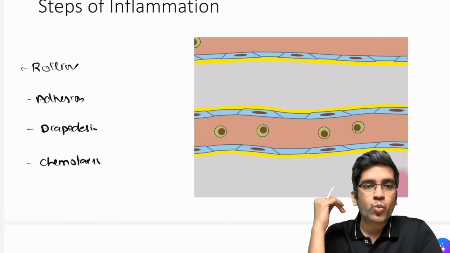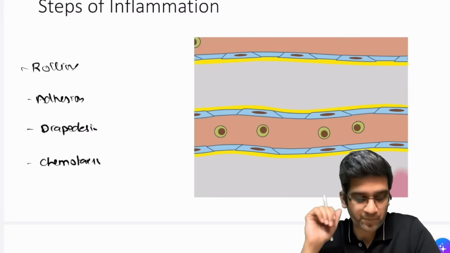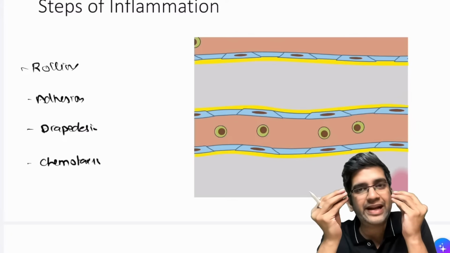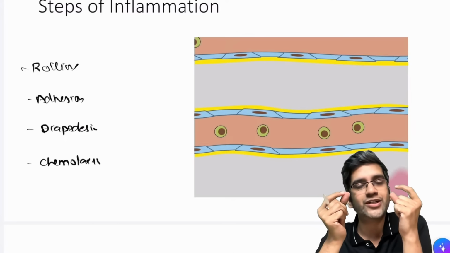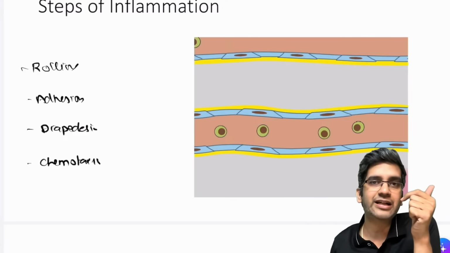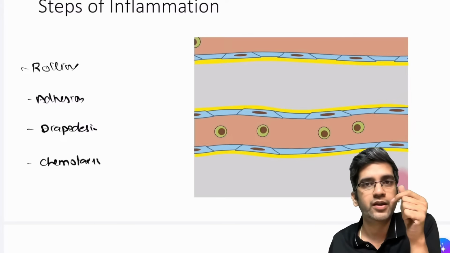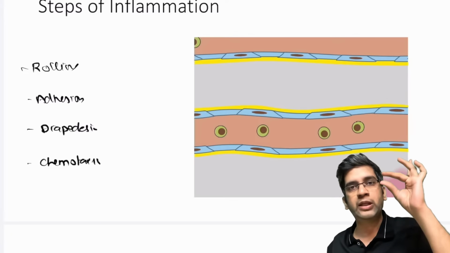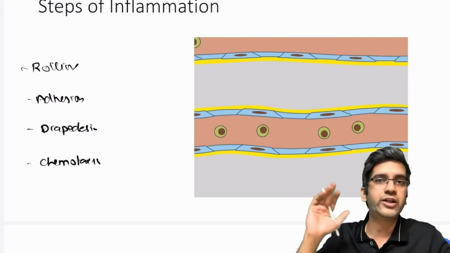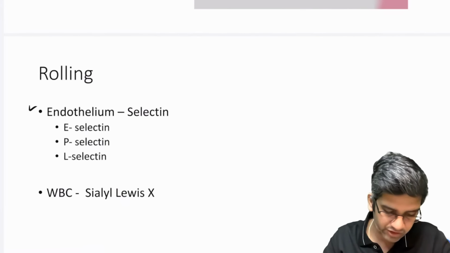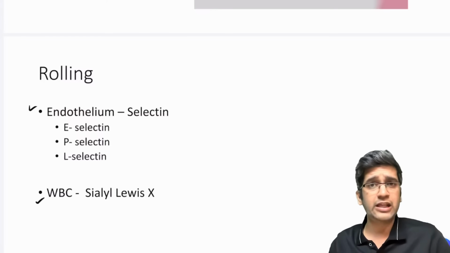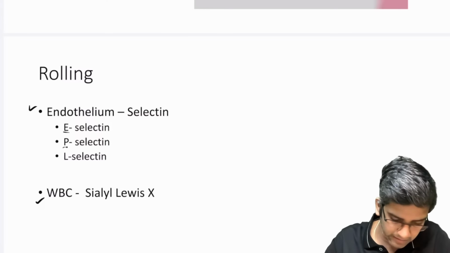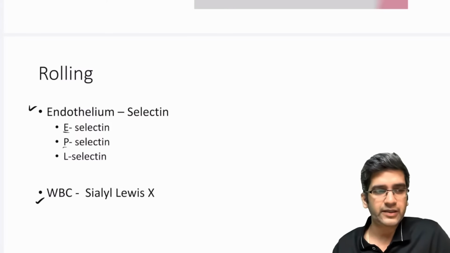So let's start. What molecules will help in the rolling process? Anyone? Come on, these are simple questions. Rolling is mediated by 2 important factors. One is your selectin molecules. Where will selectin be, endothelium or WBC? It's a template. In every process, I have 1 molecule in the endothelium and 1 molecule in the WBC. In rolling, I have selectin on the endothelium, and Cellular X is going to be on the WBC, right? In this, I have E-selectin, P-selectin, and L-selectin.